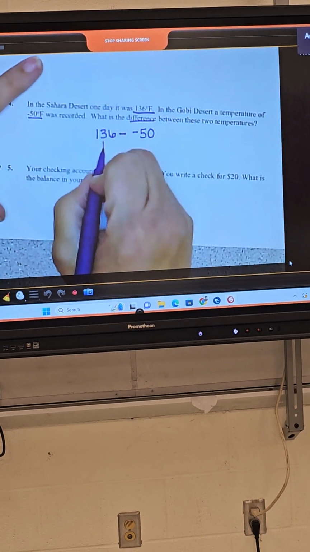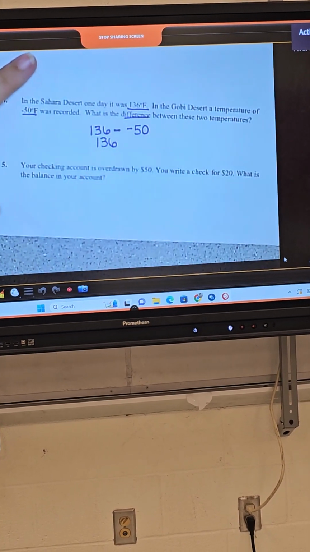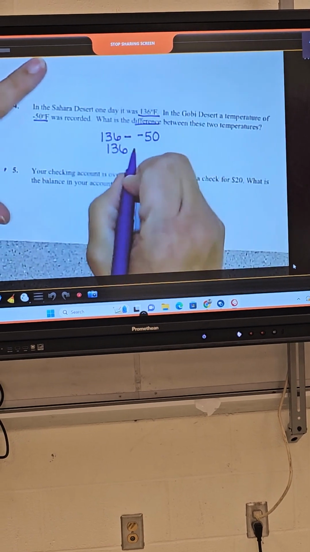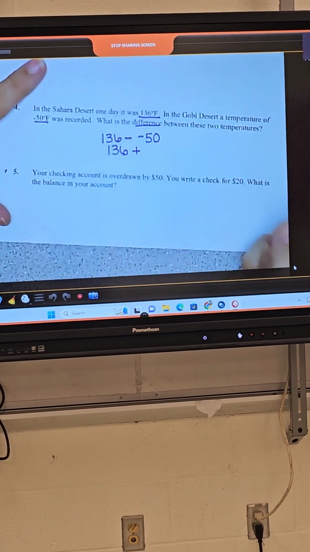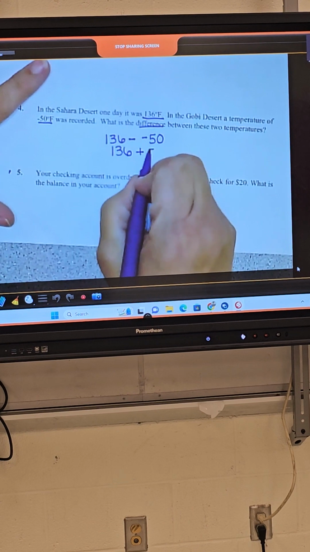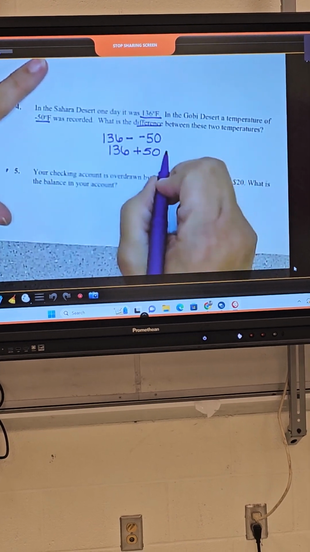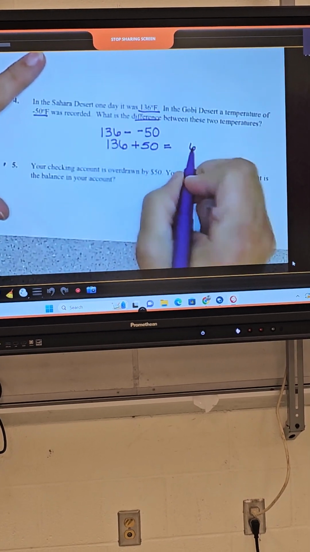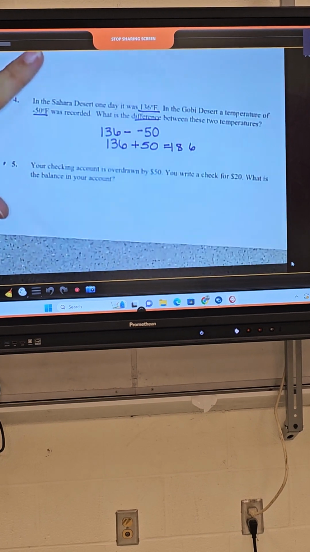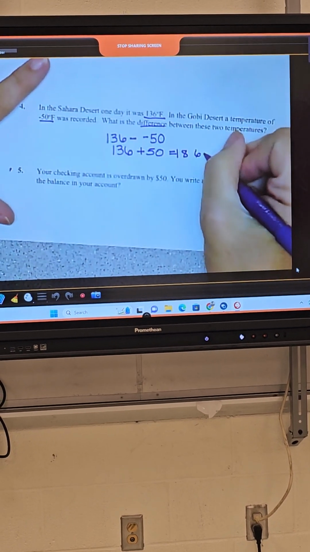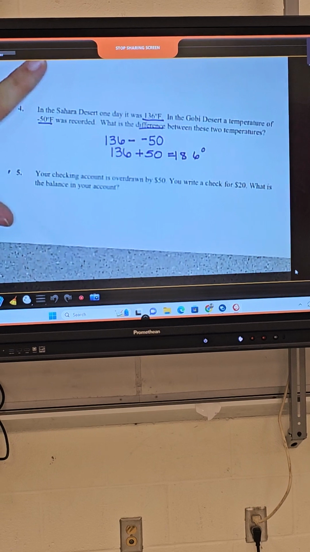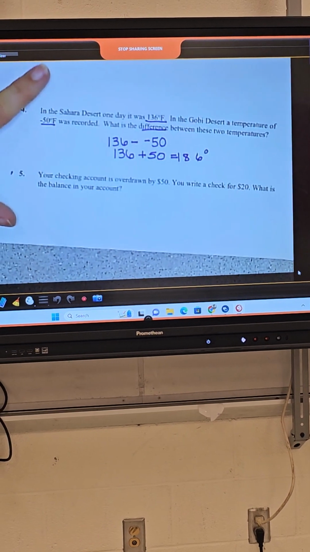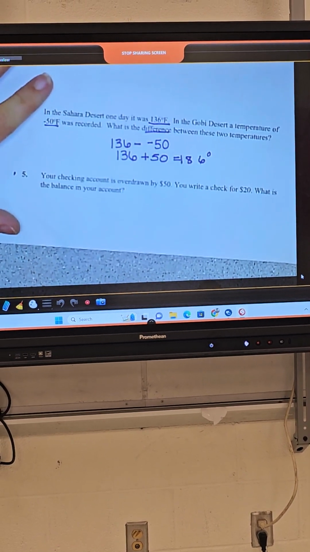So we have 136, leave the first number like it is, change subtract to add, and change the second number to its opposite, so that would be 50, giving us a total of 186 degrees. So the difference would be 186 degrees.